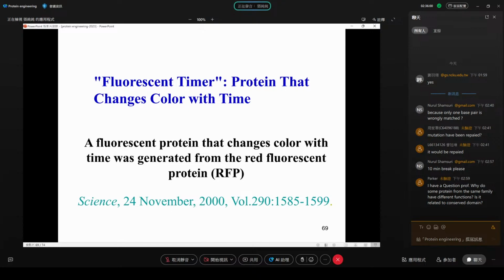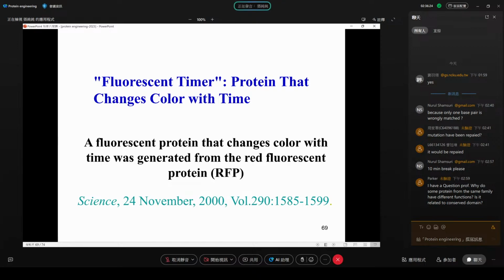So the final example I want to share with you is this fluorescence timer. Look at their title, why they consider it a fluorescence timer. Because this fluorescence protein will change color with time. That's so cool, right? They can generate red fluorescence protein later. In the beginning, they are green fluorescence protein.